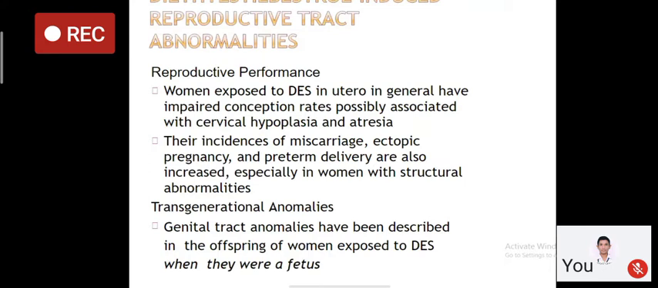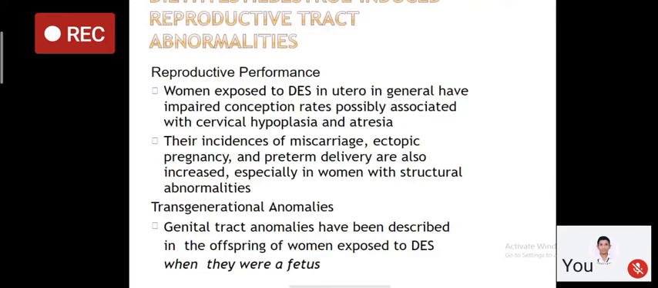When women are exposed to DES in utero, in general, they have impaired conception rates. So there are chances of subfertility, possibly associated with cervical hypoplasia and atresia. Their incidence of miscarriage, ectopic pregnancy, and preterm delivery are also increased, especially in women with structural abnormalities. So there are chances of transgenerational anomalies.